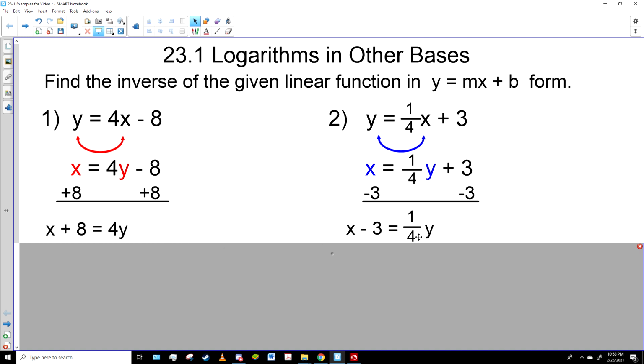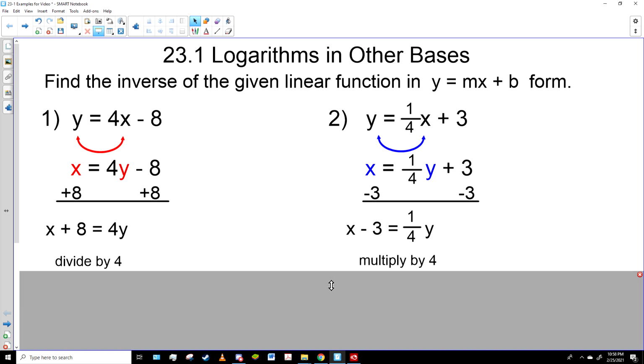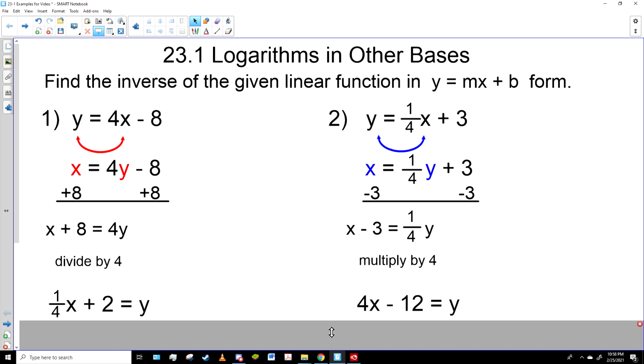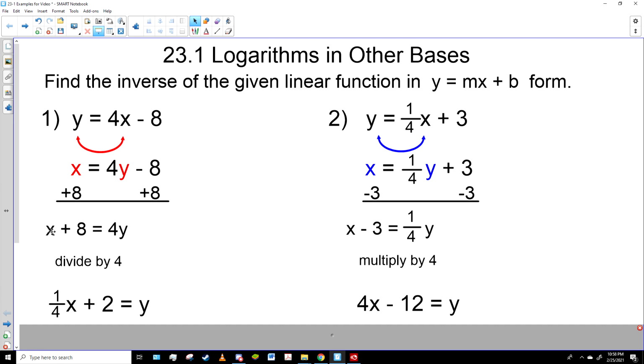But over here I have a fraction, 1/4 on the y. I'm going to get rid of the fraction by multiplying by the reciprocal, 4 over 1 or times 4. So I'm going to multiply everything times 4 on number 2. And when you do that, you end up getting 1/4 of x, and 8 divided by 4 is 2, and the 4 on the y cancels out. Now when you multiply by 4, you get 4 times x, you get 4 times negative 3, and the 1/4 and the times 4 cancel each other out.